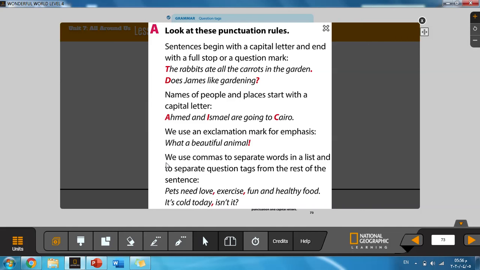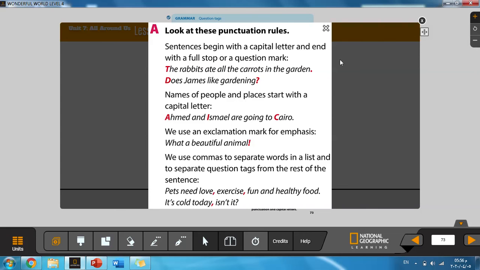We use commas to separate words in a list and to separate the question tags from the rest of the sentence. Pet, need, love, exercise, fun, and healthy food. So I use the comma to separate these from each other, and I use it in a question tag. It's cold today, isn't it?